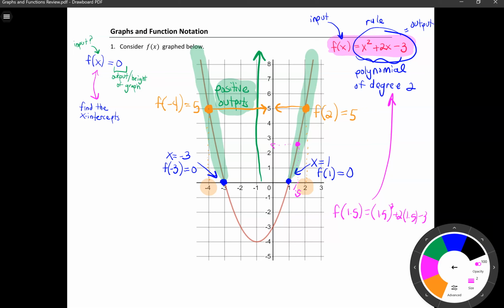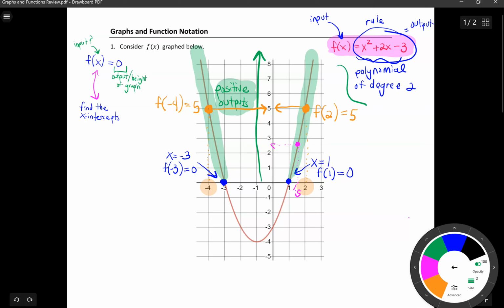So the way we generalize that is we say this. We say that for all of the outputs above the x-axis, that's where f of x is going to be greater than 0. It's not going to be greater than or equal to 0, because we're just looking strictly above the x-axis. At the x-axis, it actually equals 0. So if I want to be above the x-axis, then I want to be strictly greater than 0.